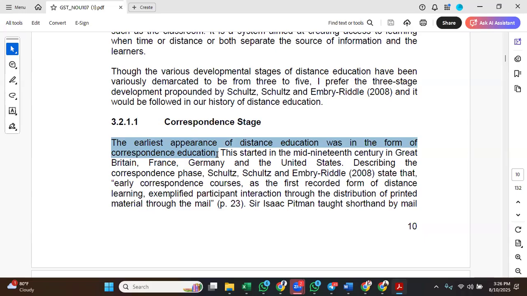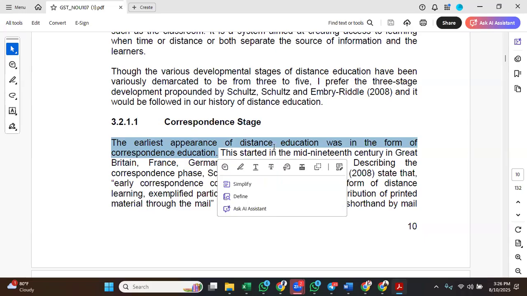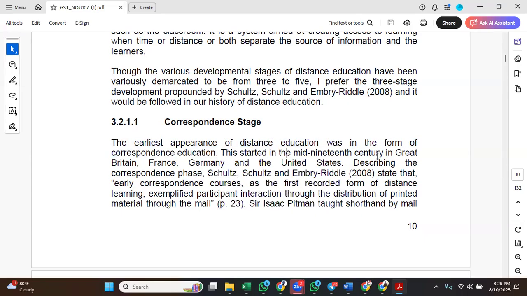The earliest appearance of distance education was in the form of correspondence education. Now, this started in the mid-19th century, another thing to put in mind. So this correspondence education, which is the earliest appearance of distance education, started in the mid-19th century in Great Britain, France, Germany, and the United States. Those are the 4 countries that were able to start something like that as of then: Britain, France, Germany, and the United States.